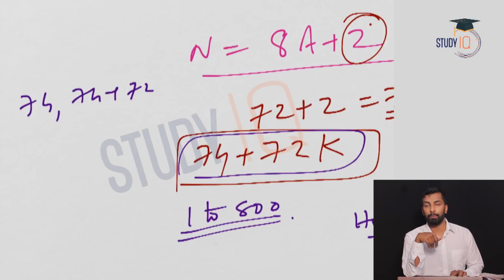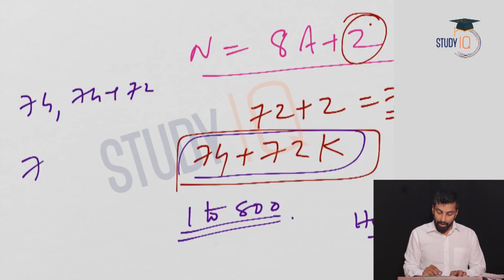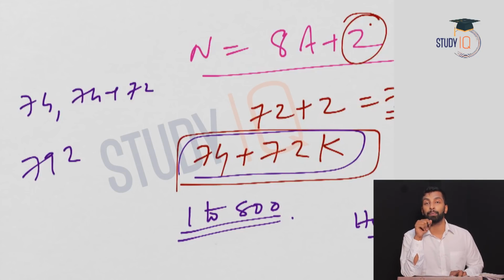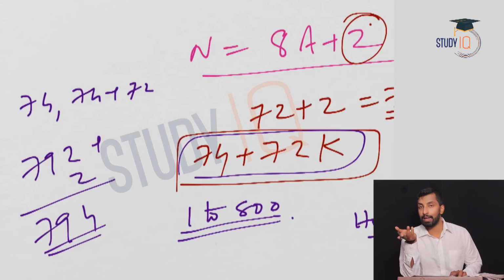So 720 is a multiple of 72. Then 720 plus 72, you get 792. So 792 is also a multiple of 72. But I need to add 2 more to get the number. So 794. 794 is the number less than 800.